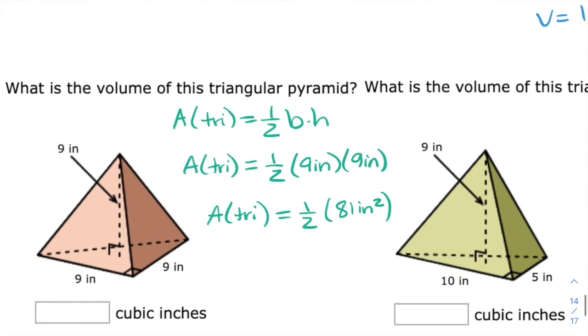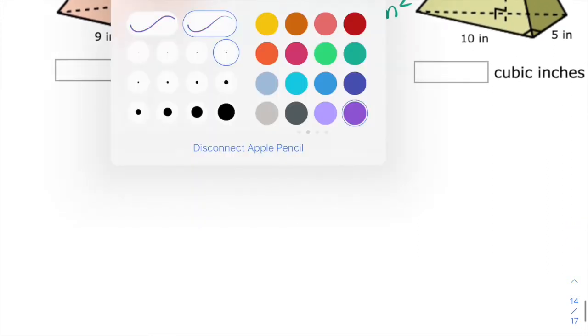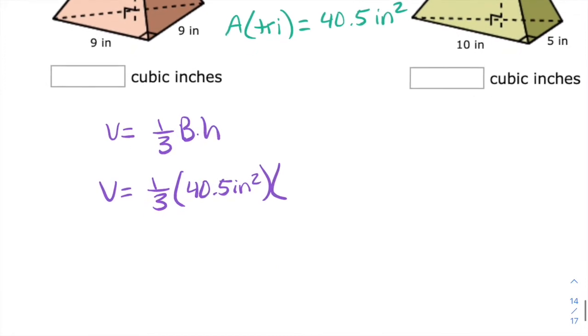And let's see, it says what is the volume. So it looks like I can just write this as a decimal if I would like to. Area of my triangle is 81 divided by 2 is 40.5. 40.5, yeah, 40.5 inches squared. And now I'm going to go into my volume. So volume is 1/3 base times height. So volume is 1/3. 40.5 inches squared is my base. And my height for this one is also 9.